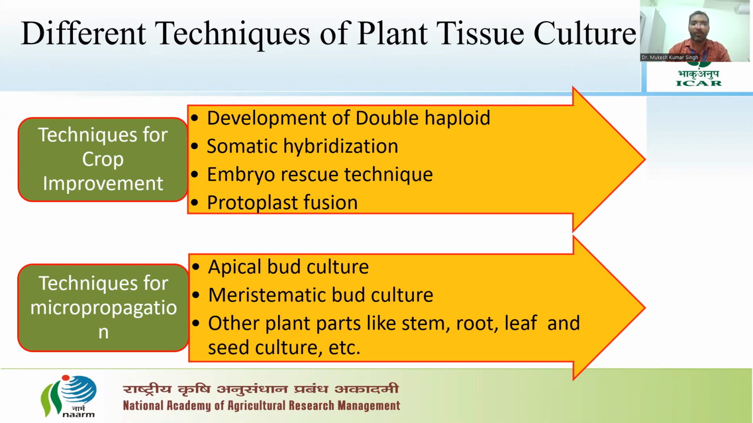Now, protoplast fusion: we fuse two different protoplasts of different species, different cells, or different organisms, and the fused cell is regenerated in plant tissue culture. Now, micropropagation. Some techniques are used for production of clones with the help of plant tissue culture, such as apical bud culture and meristematic bud culture. Other plant parts like stem, root, leaf, and seed are also used for propagation of clones.